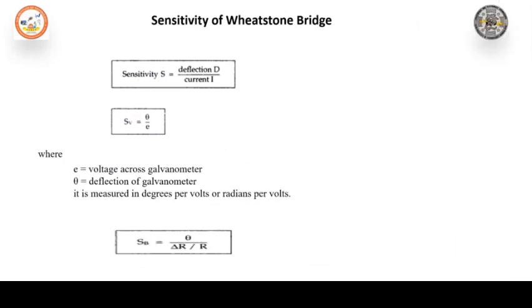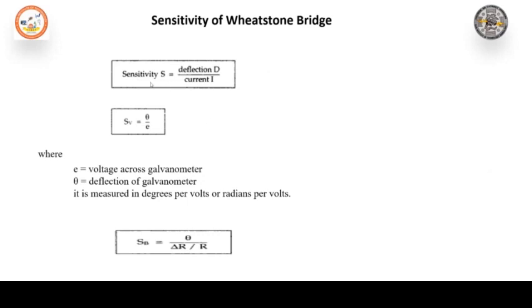Next, the topic I'm discussing is the sensitivity of the Wheatstone bridge. What do you mean by sensitivity? When the bridge is balanced, the current through the galvanometer is zero. But when the bridge is not balanced, current flows through the galvanometer, causing deflection. The amount of deflection depends on the sensitivity of the galvanometer. This sensitivity can be expressed as the amount of deflection per unit current.